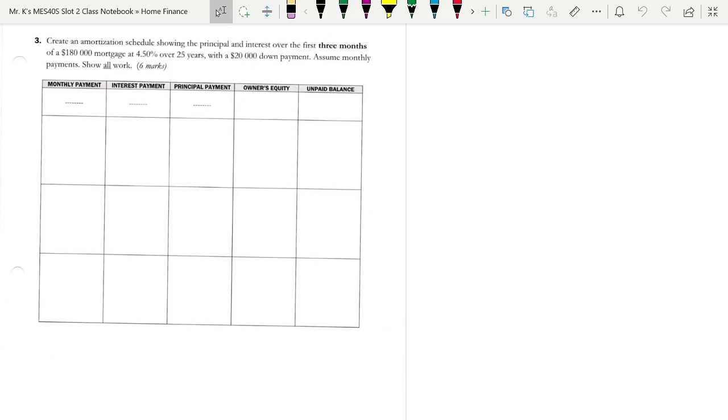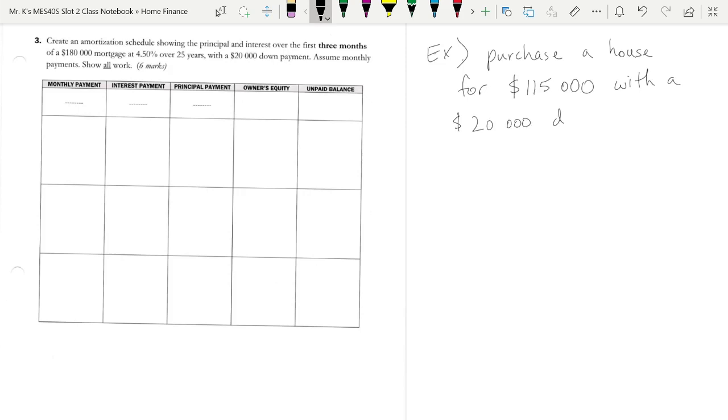For my example here, I am going to purchase a house for, I'll say this will be a cheap house, $115,000, with a $20,000 down payment at 7% over 20 years.